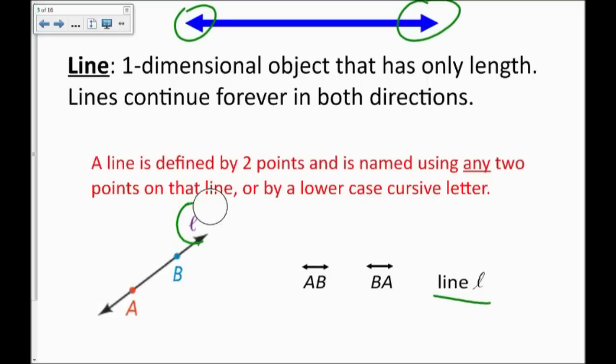Now just to be super clear, if there's a point on here called point C, I could also call this line AC, again with a line with 2 arrows. I could call it CB. All these would refer to the exact same line, the line that contains those 2 points.